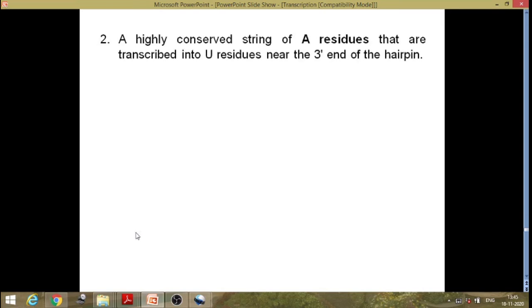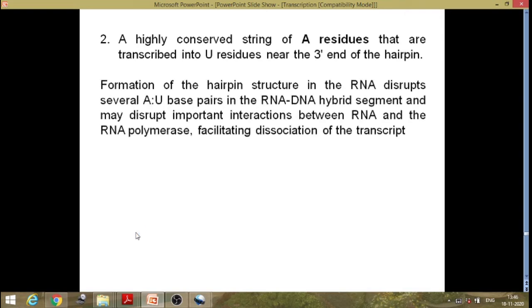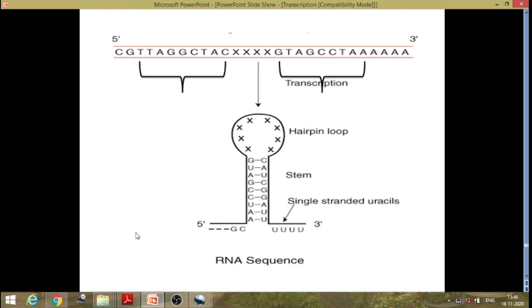The other feature is a highly conserved string of A residues. Just after the inverted repeats, there is a highly conserved string of A residues that are transcribed into U residues near the 3' end of the hairpin. We can better understand this by looking at this diagram. So this is the DNA template strand having the inverted repeats in the brackets followed by a string of A residues.